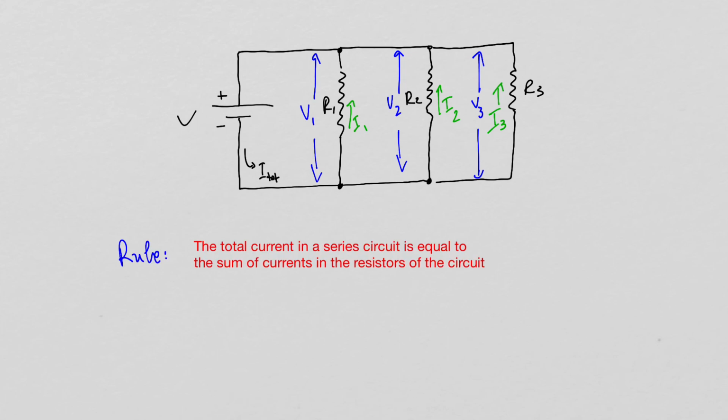So the rule states that the total current in a parallel circuit is equal to the sum of currents in the resistors of the circuit. Or in other words, I total is equal to I1 plus I2 plus I3 plus and so on and so forth if you have more resistors. Finally, let's discuss the rule for the total resistance of a parallel circuit.